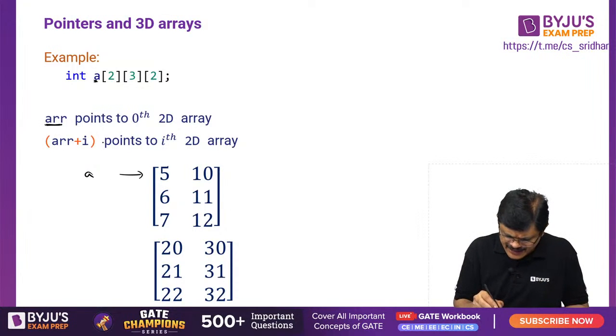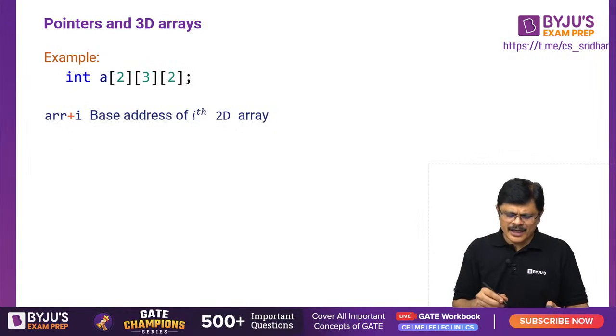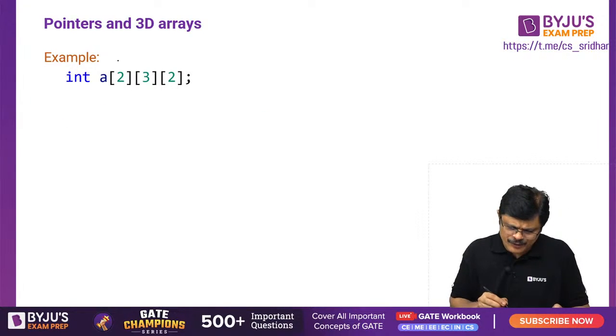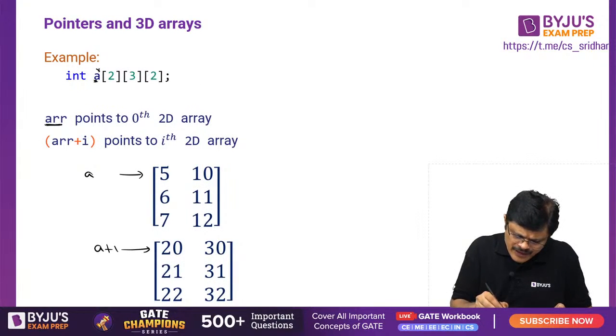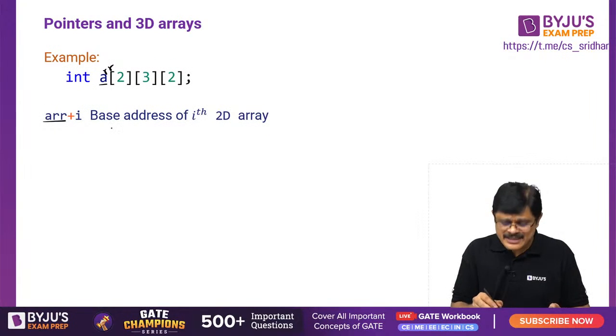Okay, I'll write here. A is this. A plus 1 refers to this one. Got it? Here also I made the same mistake. Here I wrote A and here I wrote ARR. Don't get confused, you simply change it to ARR. That would be easy for you. ARR plus I is the base address of ith 2D array.